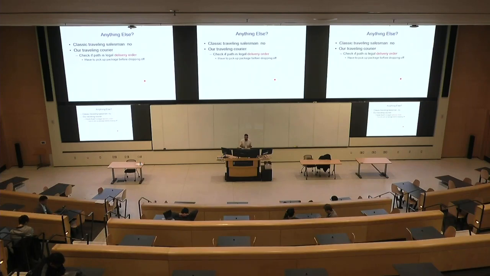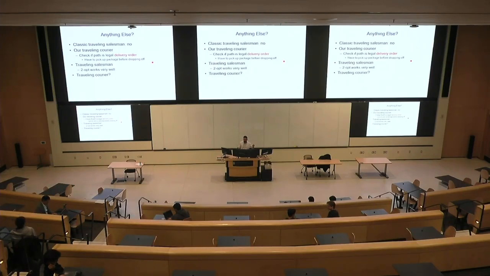So in our traveling courier, there is the constraint that, first of all, whenever we make any move, we have to check if the path is still legal, if it's still a delivery order. Remember, we have to pick up a package before dropping it off. And we have to make sure that there are no reverse edges that don't make any sense, right? Again, 2-opt works very well with traveling salesman. There is a lot of literature on it. You can actually take inspiration from that literature for this milestone as well, if you go read some papers on it.